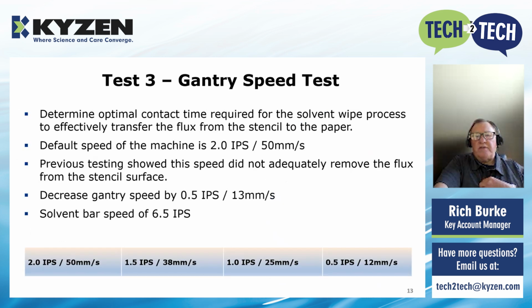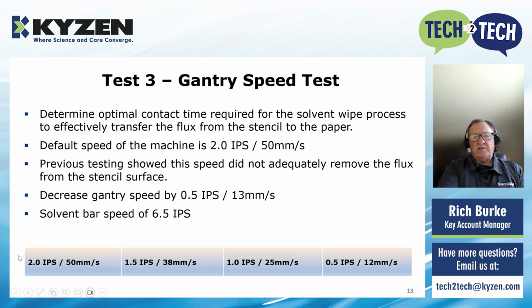So the third phase of the testing was to understand the gantry speed. We just talked about the saturation of the paper being important and more being better. So now we're going to look at the gantry speed. And again, this is where we're taking the saturated paper and exposing it to the bottom of the stencil. So we want to understand what role the amount of exposure time plays, if you will. That's what this testing is trying to do for us.